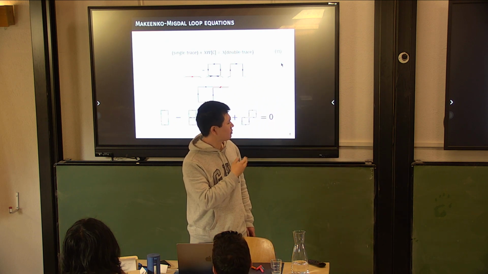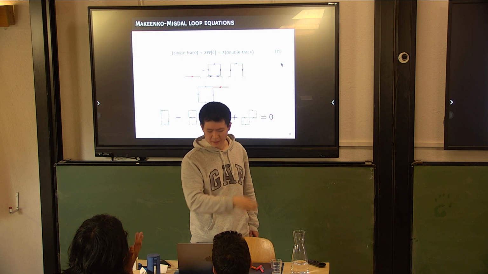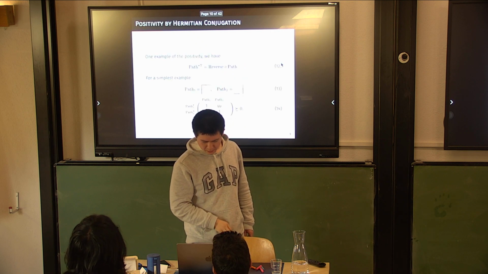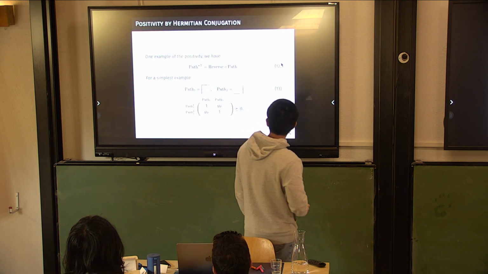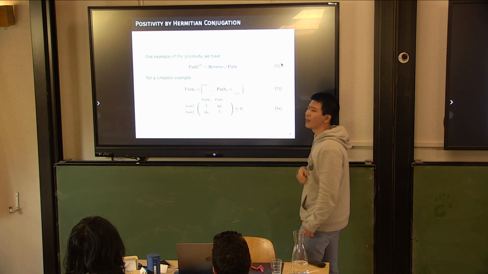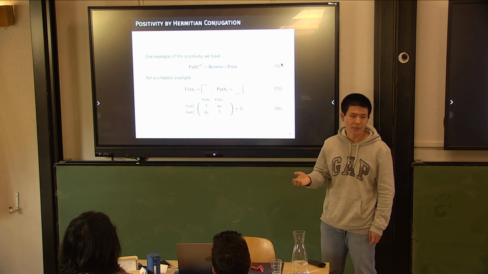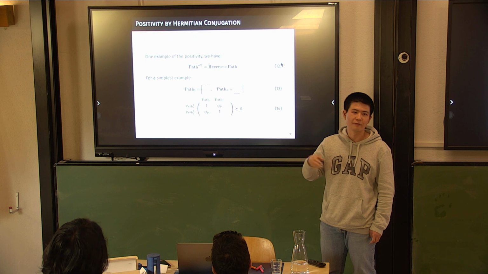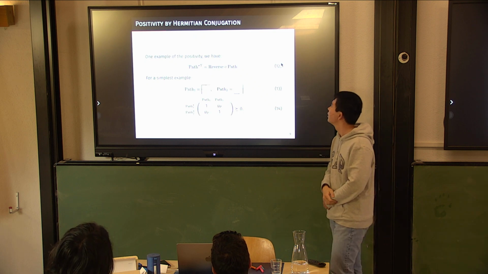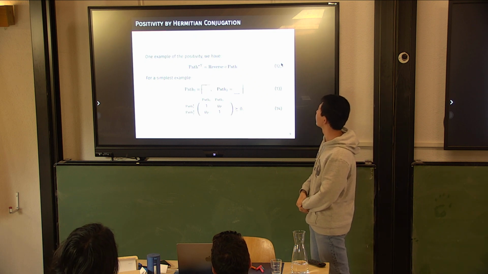So this makes it more or less kinematic, less dynamic. Okay, regarding the positivity condition, here is one example of the positivity condition. By this, I mean there are other examples. If we have time, we can go into that. So this is the simplest example, Hermitian conjugation.